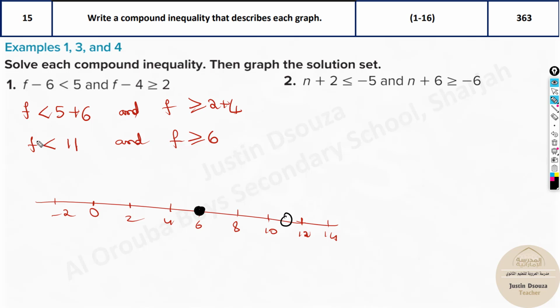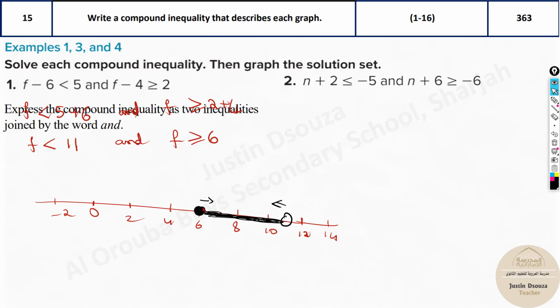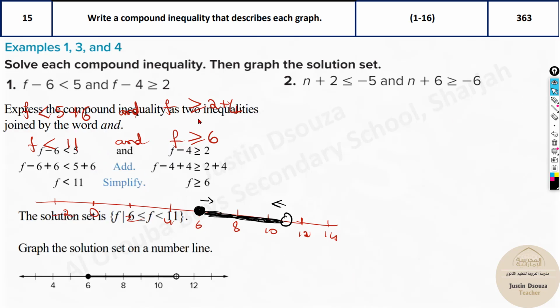Now let's see. f less than 11 means left side. f greater than or equal to 6, right side. So this is the solution region. That's it. Now if you see the answer, the compound inequality has 2 inequalities joined by the word and. Now we solved it, right? The same answers, and this is the answer.